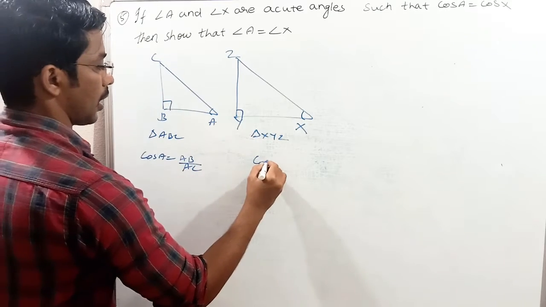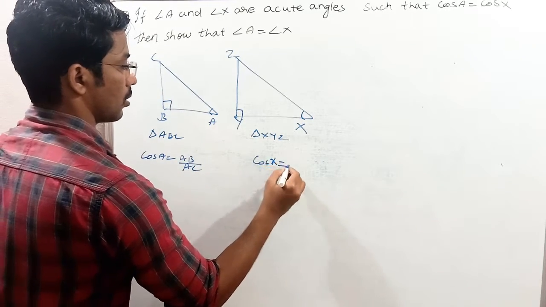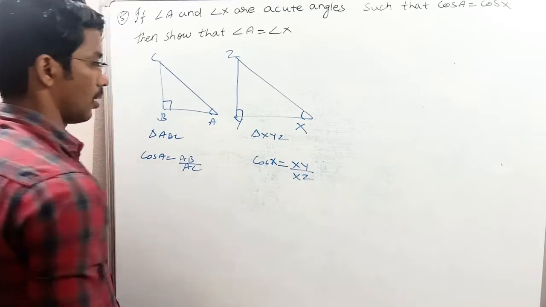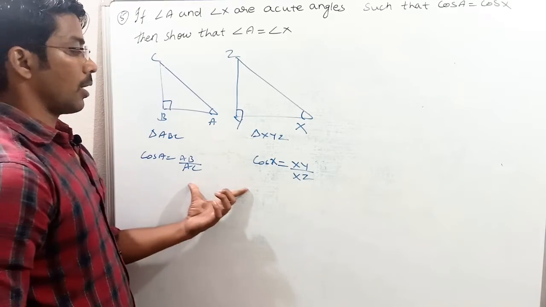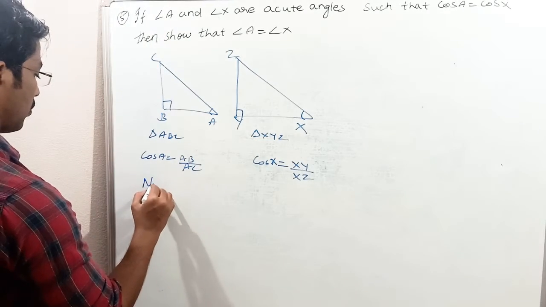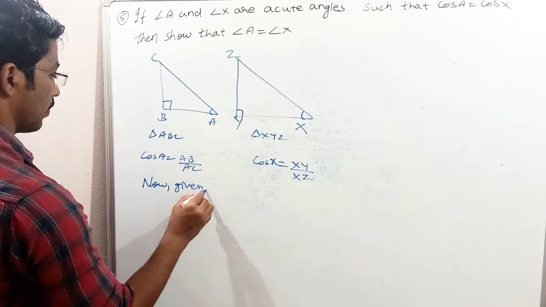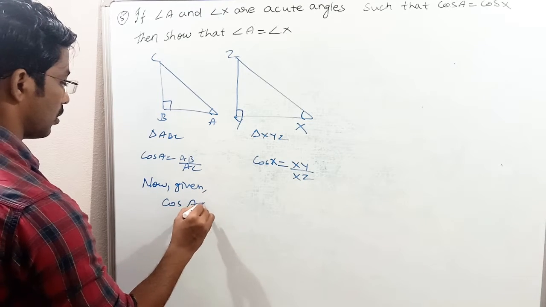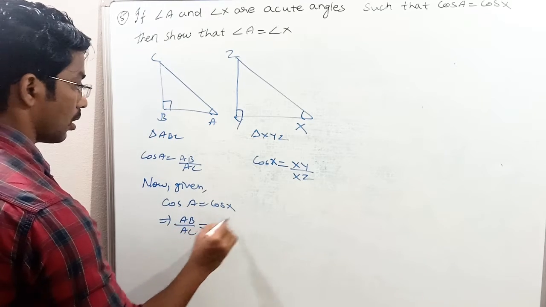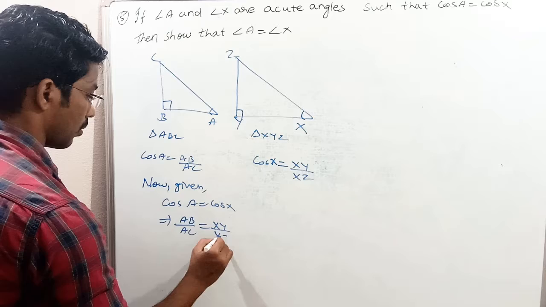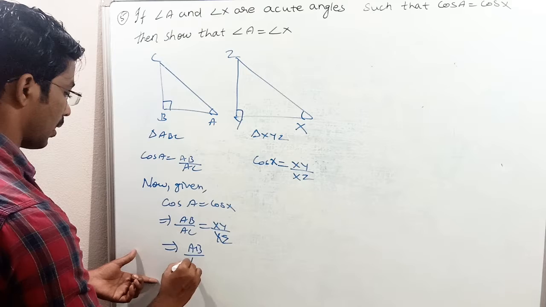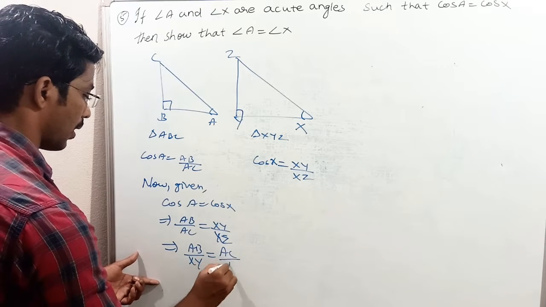Now if we consider triangle ABC, we know that cos A is adjacent AB by hypotenuse AC. From triangle XYZ, cos X is adjacent XY by hypotenuse XZ. Now given cos A is equal to cos X, this can be written as cos A value is AB by AC and cos X value is XY by XZ. Now this can be rearranged as AB by XY and AC by XZ.